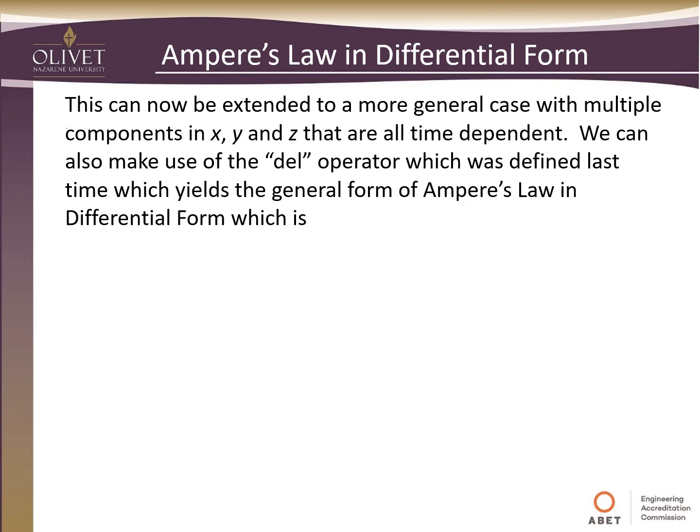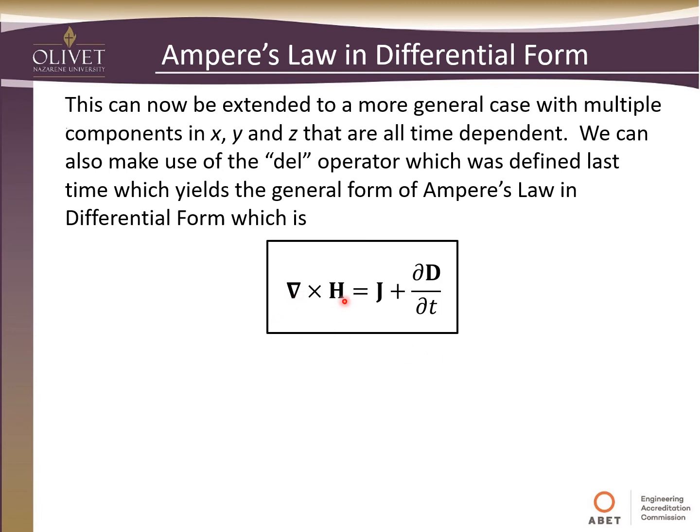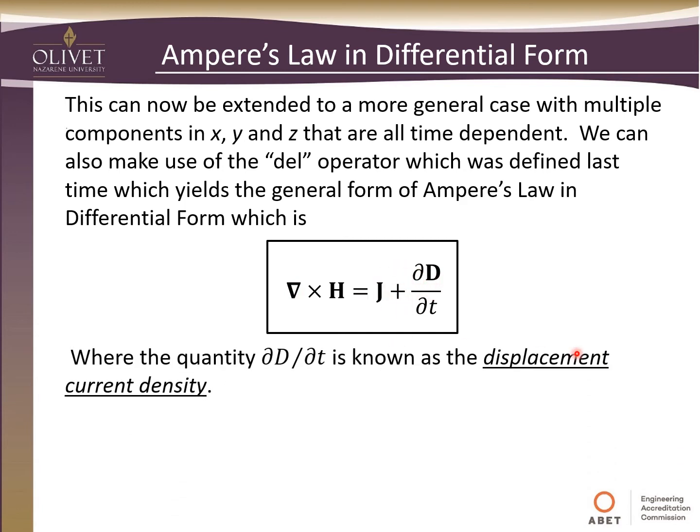So as I mentioned, we can now extend this to a more general case with multiple components in x, y, and z that are all time dependent. And we can also make use of the del operator that we talked about before in the last lecture. And so if we make use of that, we can simplify our notation so that Ampere's law in differential form looks like this. And so the way we would say this then is the curl of the magnetic field intensity vector is equal to the current density vector plus the displacement vector derivative with respect to time. So in other words, this magnetic field at a point can be quantified by the addition of the two current vectors. Again, the quantity derivative of D with respect to t is known as the displacement current density.